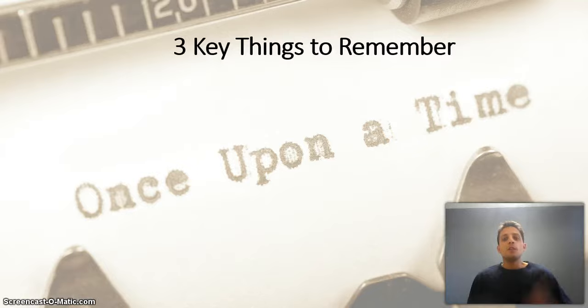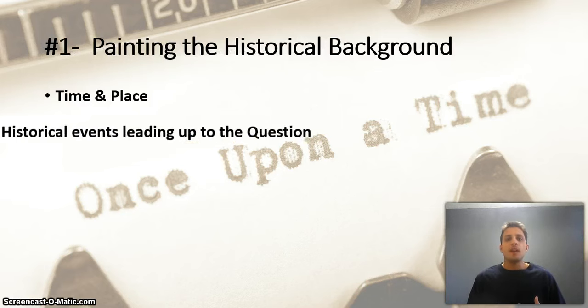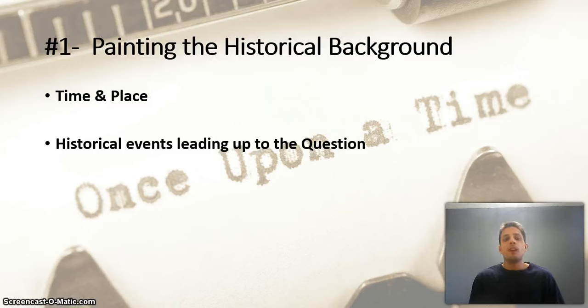All right, so when we look at our introductions, there are really three big things that we want to remember when we're writing them. The first one, I'm going to call painting the historical background. Really, this is doing two things. One, you're setting a time and place for when these events happened in history. And the second is providing historical events leading up to the question.